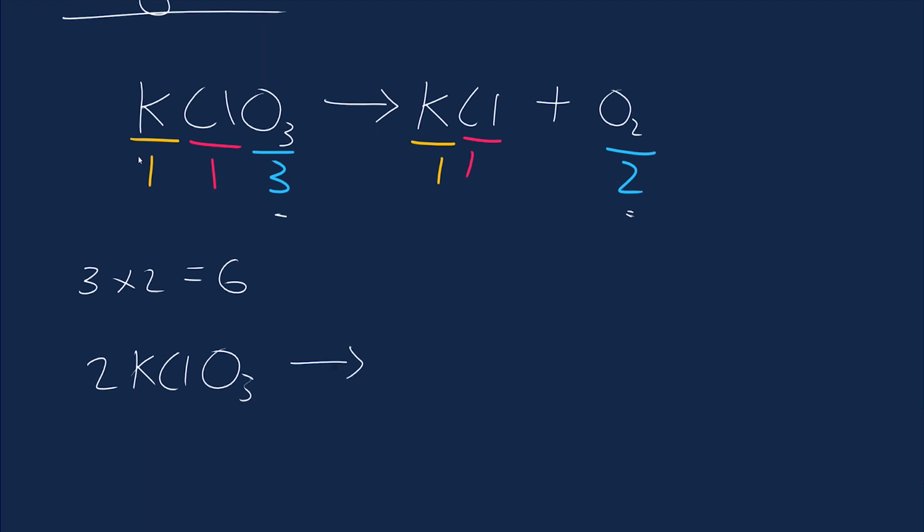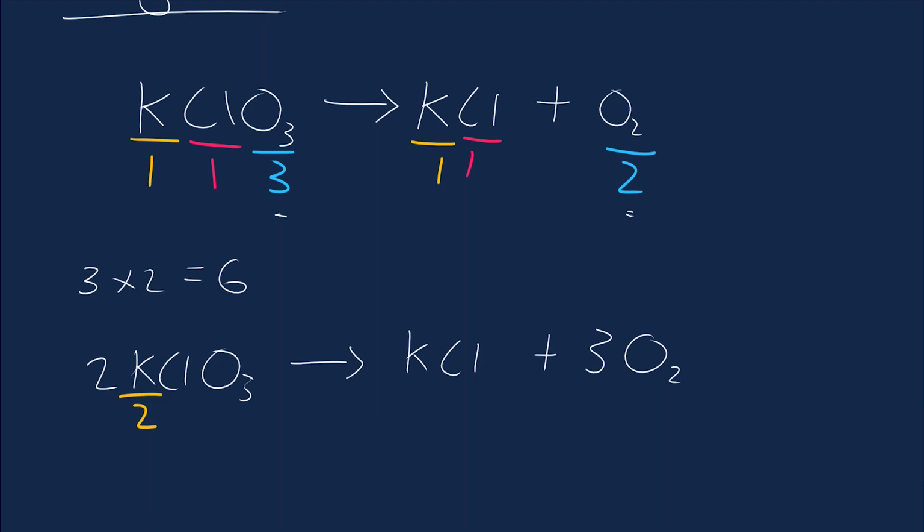That's a 3. 2 KCl plus O2, and we need 6 oxygens, remember? So put a 3 in front of the O2. So now we have 6 oxygens on all sides. So count up everything again.